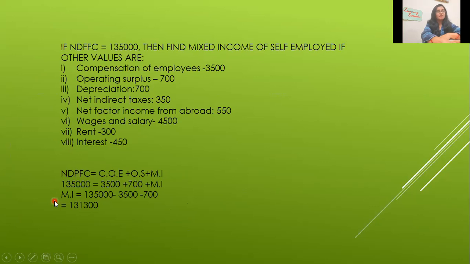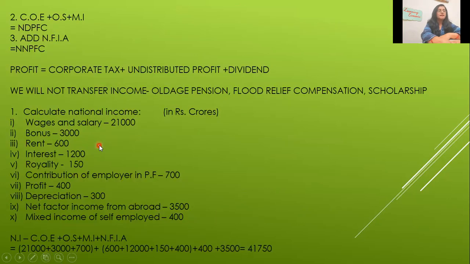Depreciation is not needed. They will be giving you some extra things also. This is actually done to confuse the students. So depreciation is given extra. It is not required. Net factor income from abroad is given 3,500 and mixed income of self-employed is given 400. So there is only one complication in this question, that depreciation is given. We have to ignore this depreciation. We don't require to include it.